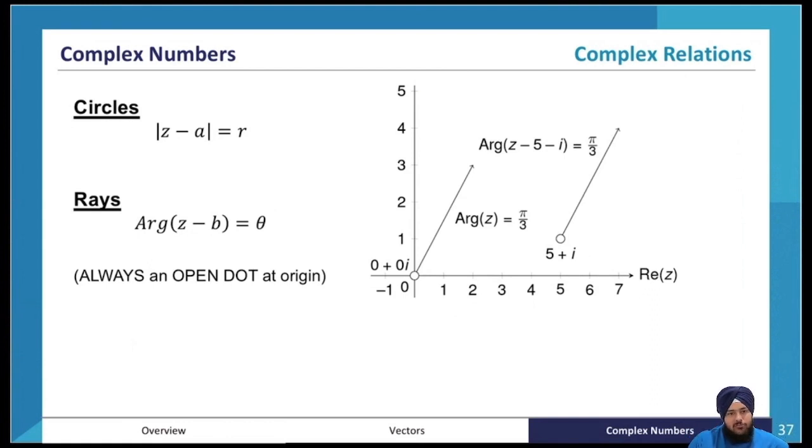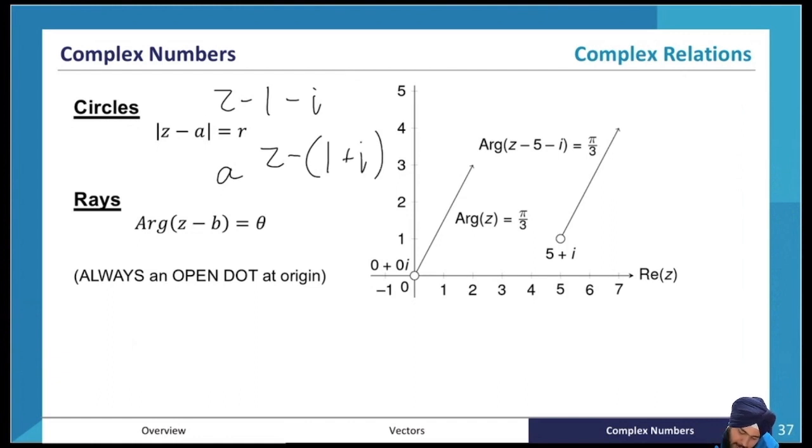Z is, you just ignore that. Negative A is what our center point is going to be. So if it's Z minus A, then A is going to be our center point. So if it was Z minus 1 minus i, which is Z minus 1 plus i, our center point is actually going to be 1 plus i.